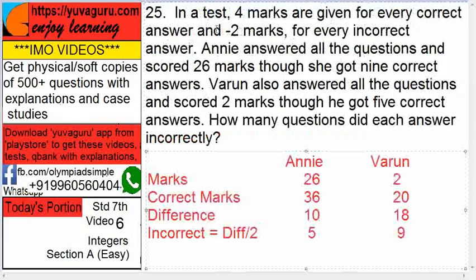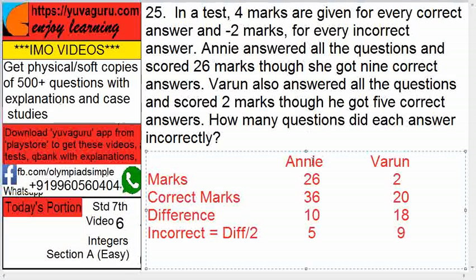In a test, 4 marks are given for every correct answer and minus 2 marks for every incorrect answer. Annie answered all questions and scored 26 marks, though she got 9 correct answers. Varun also answered all questions and scored 2 marks, though he got 5 correct answers. How many questions did each answer incorrectly?